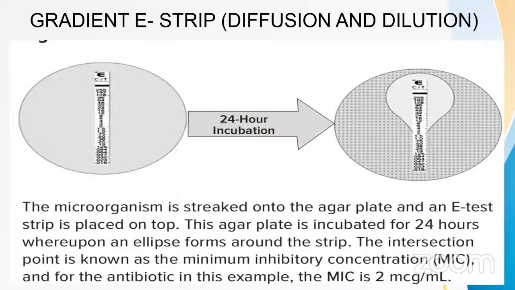So this is the E-strip, using the diffusion and dilution technique. Here the microorganism is streaked onto the agar plate, and an E-test strip, which has a gradient of antibiotic concentration, is placed on top of it. It is incubated for 24 hours, and you'll see the zone of inhibition in the form of an ellipse. Where it intersects the strip is the MIC, and in this example the MIC is about 2 mcg per ml.